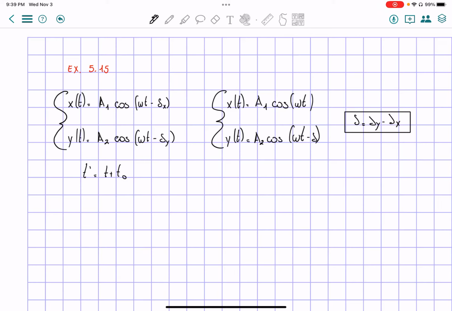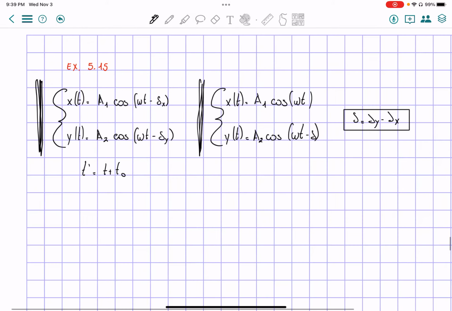In problem 5.15, we're asked to start from this first system equation and prove that it's the same as this system equation with this equality. So how do we do it?